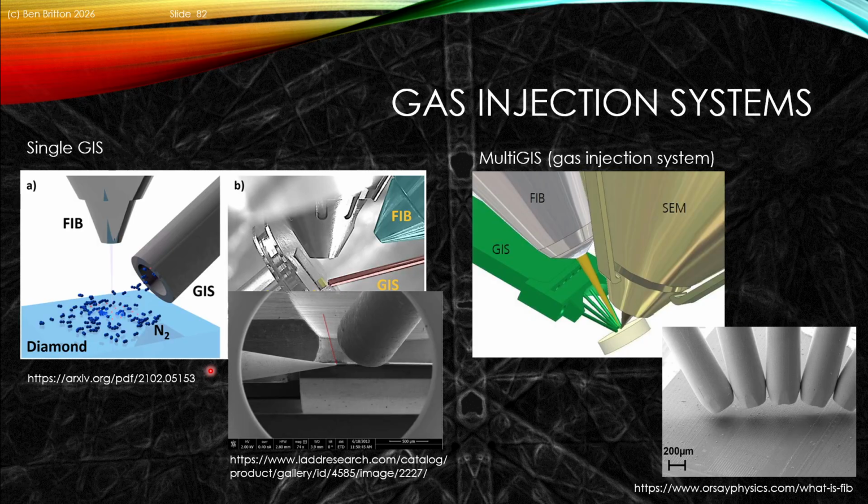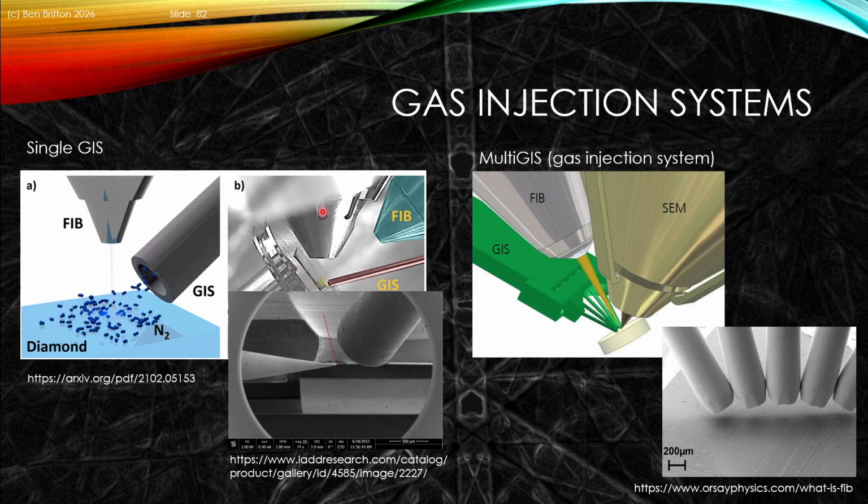So if we have a gas injection system, here we see the gas injection needle. It's a hollow capillary needle type process, and this is going to deposit the gas across the surface of our substrate. This is diamond in this case. We're going to deposit the gas across the surface, and we're going to interact the FIB with that. And this is one example that I found in the literature to show a really nice cartoon.